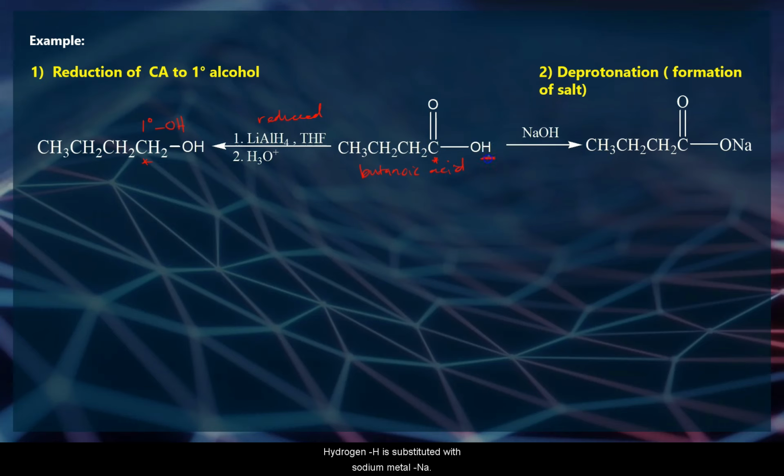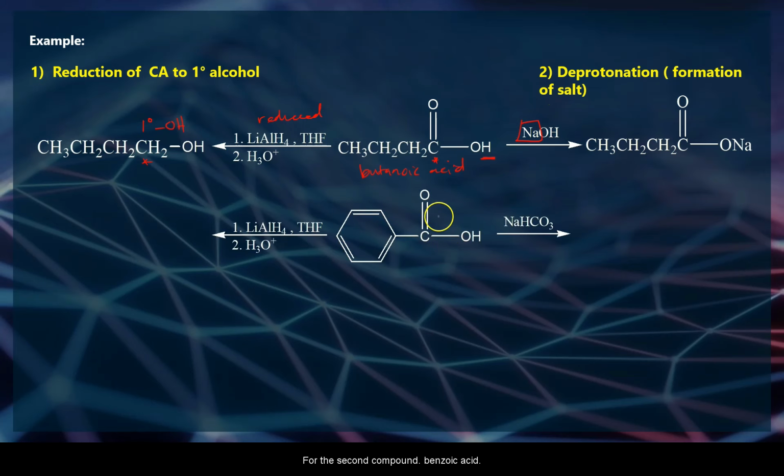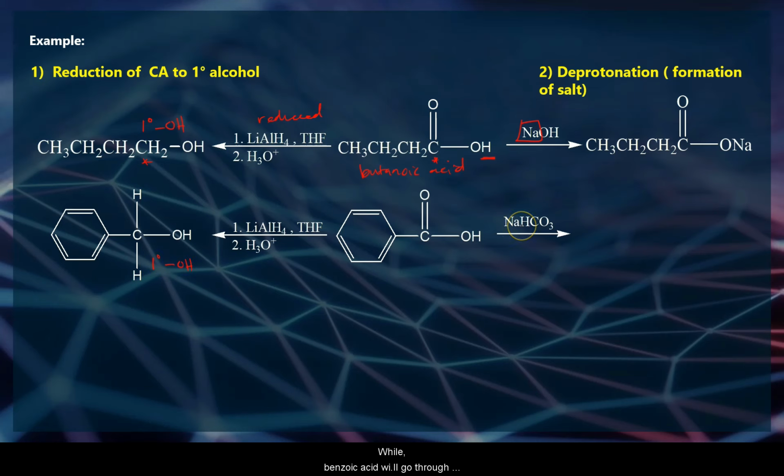Hydrogen is substituted with sodium metal. For the second compound, benzoic acid. Benzoic acid will be reduced into benzyl alcohol when it is treated with the reducing agent, while benzoic acid will go through deprotonation when it reacts with sodium methoxide to form salt.